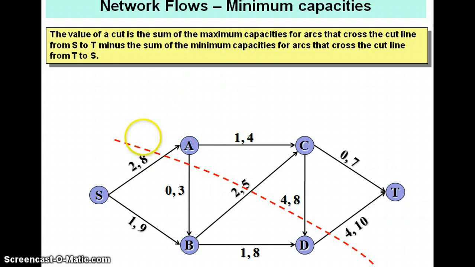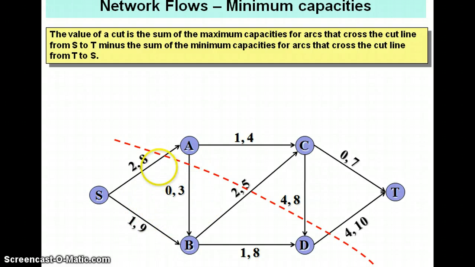If we look at this cut here, we can see that we have SA flowing from source to sink, but AB goes from sink to source. BC goes from source to sink, but CD again goes from sink to source, and then finally DT goes from source to sink. So we could have 10 flowing through DT, 5 through BC, and 8 through SA, giving us that maximum flowing from source to sink there of 8 plus 5 plus 10.